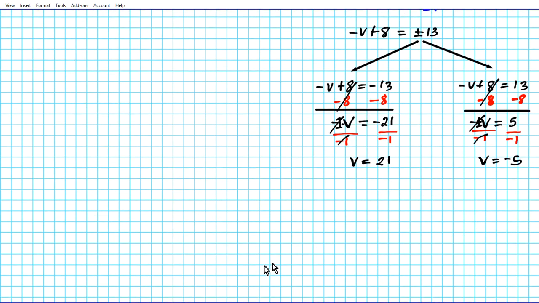So our solutions to question number 4 are negative 5 and 21.